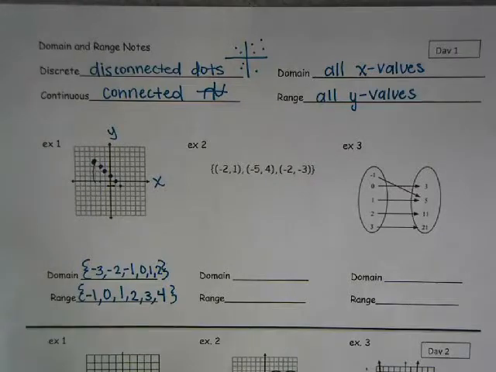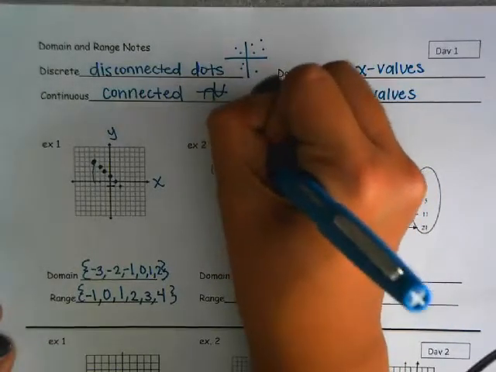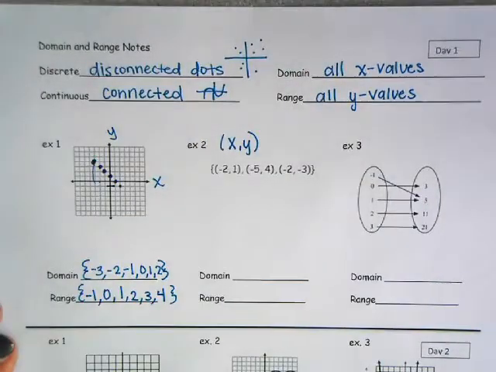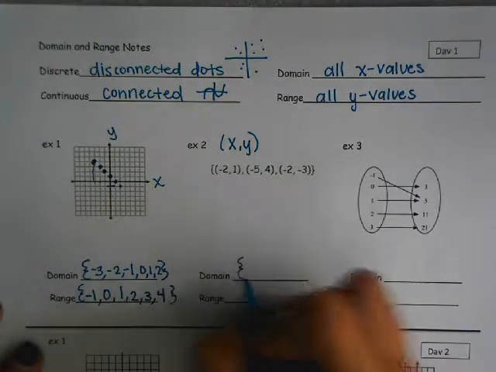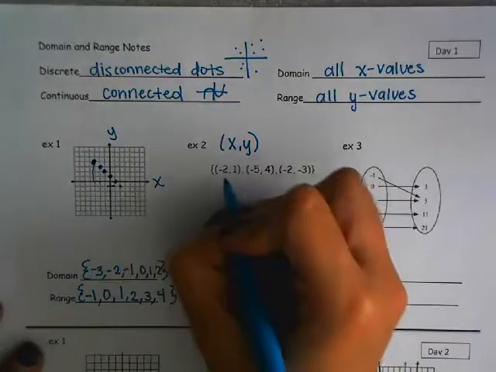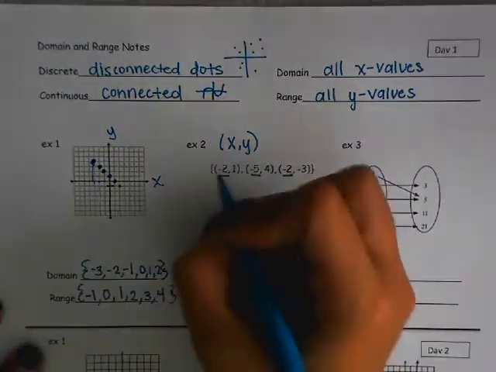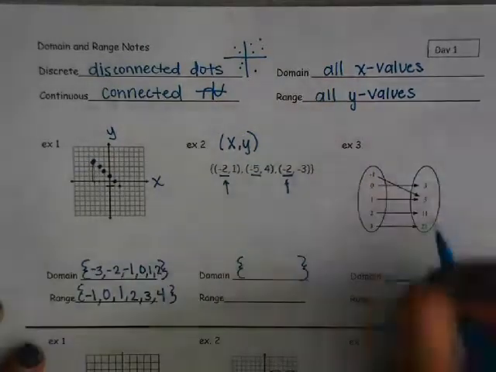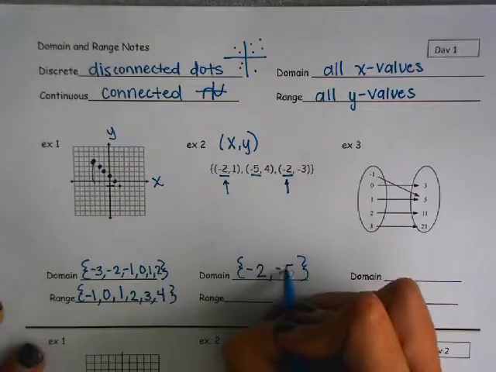All right, so your next example, we're looking at a set of coordinate points. Just a reminder, coordinate points are written as x, y. So for our domain, we're just going to look at our x values. We have -2, -5, and -2. Notice -2 is repeated twice. I only have to write it once, so my domain would be -2, -5.